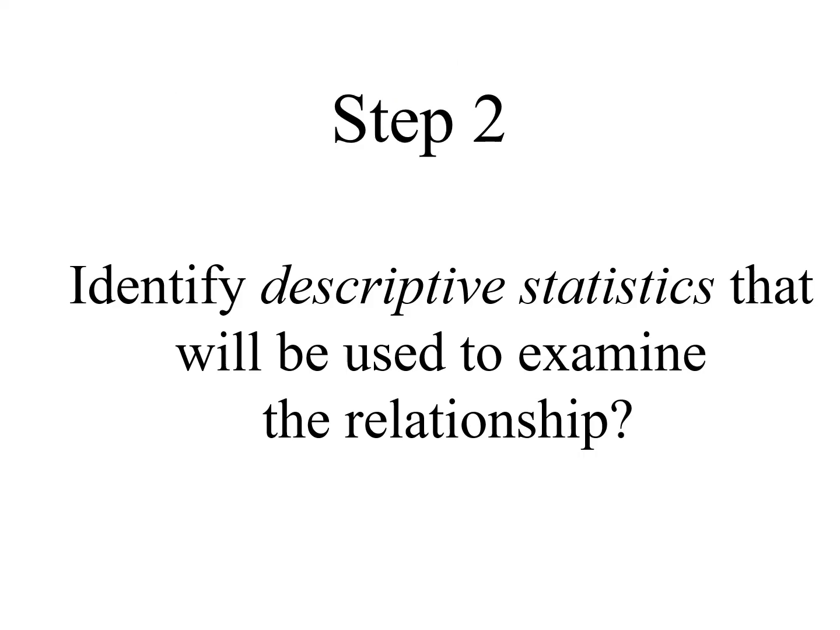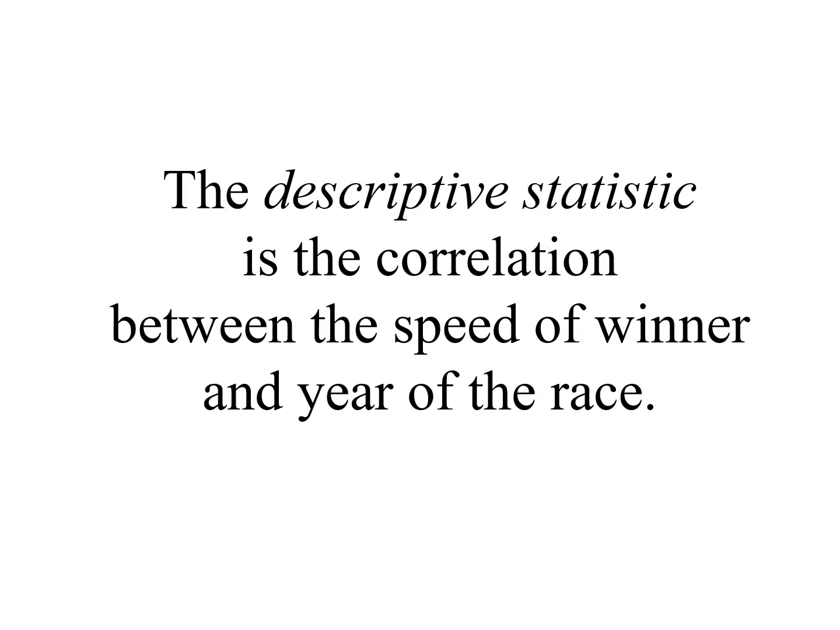The second step is to identify the descriptive statistic that will be used to examine the relationship between speed of the winner and the year the race was run. We have one continuous variable, the speed of the winner, and we have one discrete variable, the year of the race. The descriptive statistic we can use to describe the relationship between a continuous variable and discrete variable is the correlation. We will learn a lot more about correlations later in the course, but right now you can trust my calculations are correct.